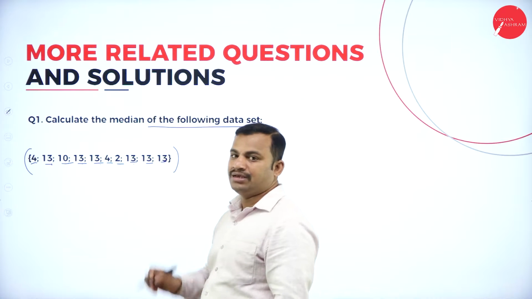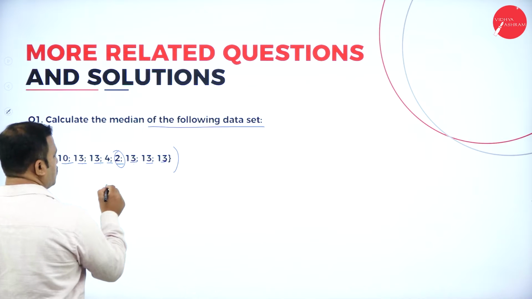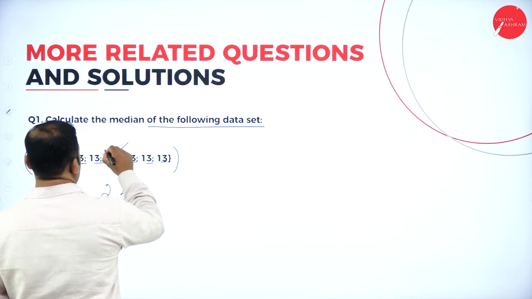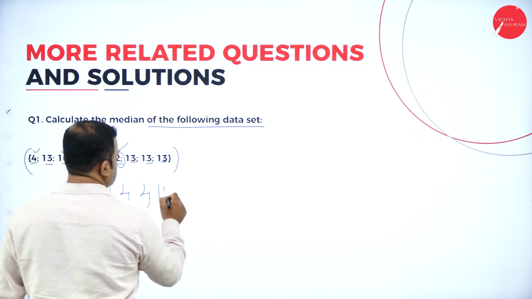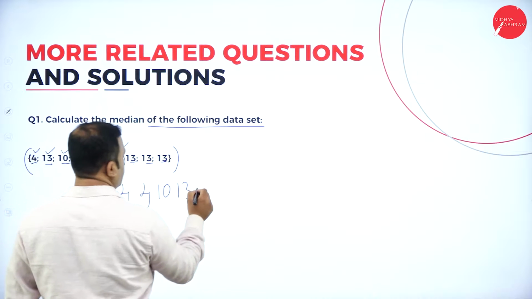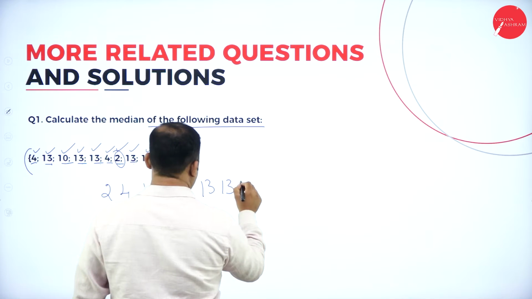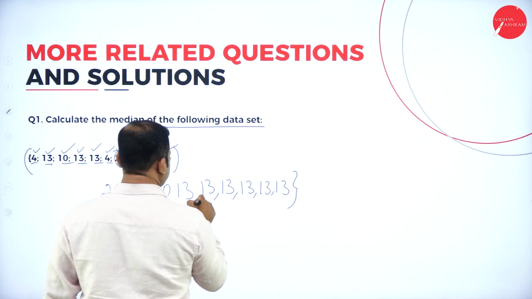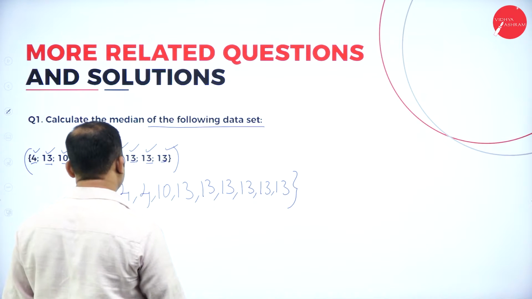Now, let me sort it in increasing order. Which is the first value? 2 is the first value. Next, 4, 4 is over. Then we have 10, and 10 is also over. Then 13, 13, 13, 13, 13, 13. So totally we have these number of terms in this list of items.